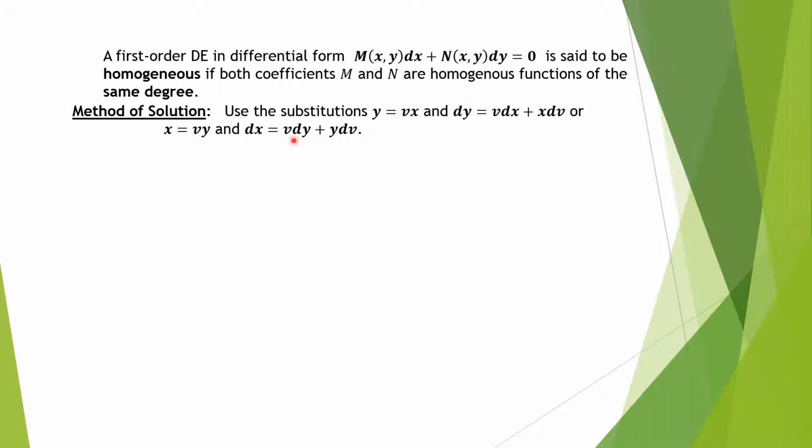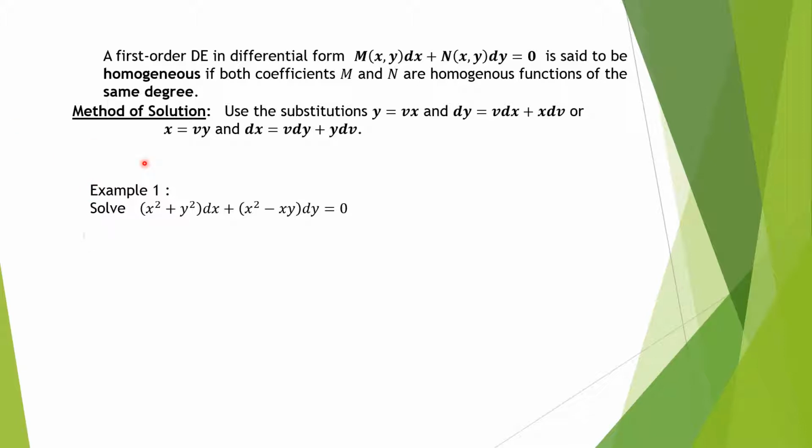So the substitution that we're going to use is either y is vx, then of course dy is v dx plus x dv, or x is vy and dx is v dy plus y dv. Alright, let's have example 1.